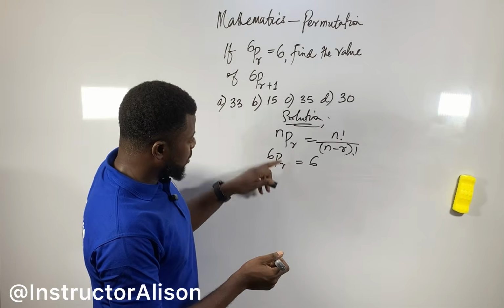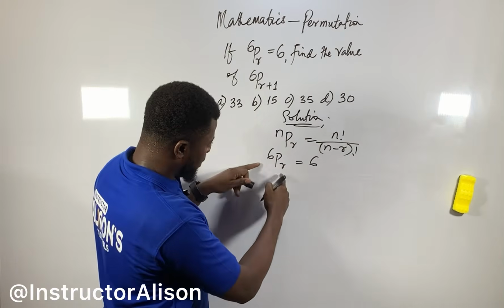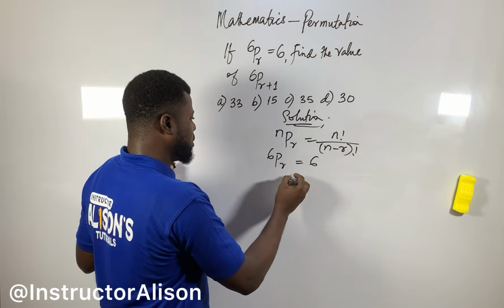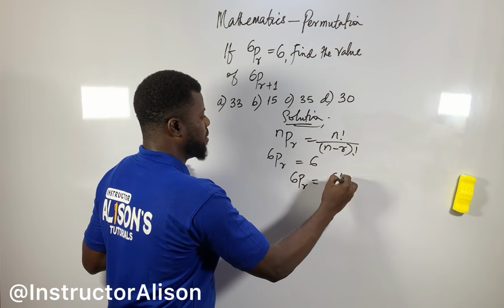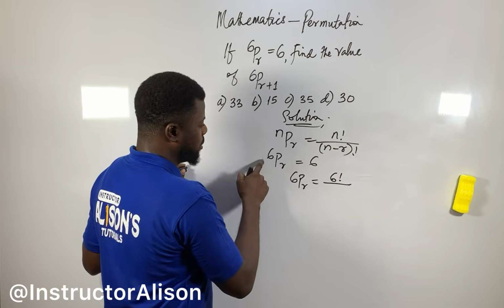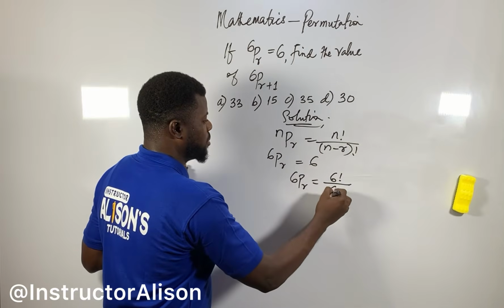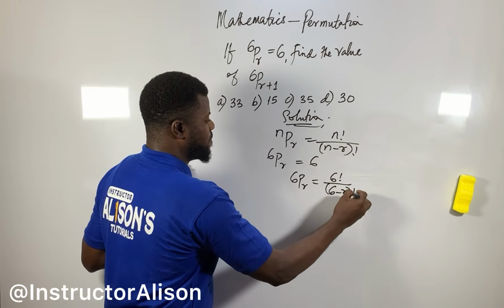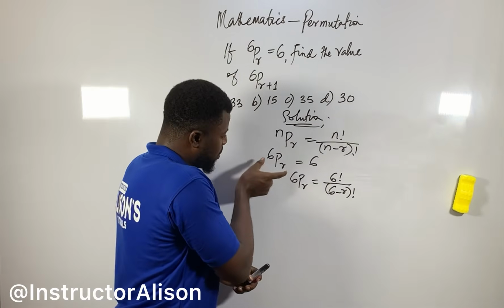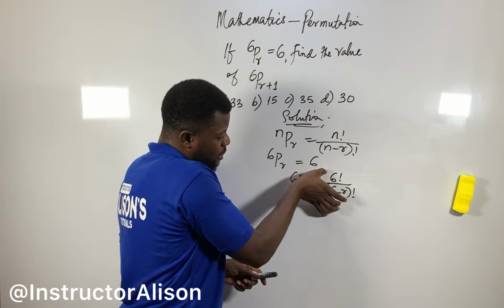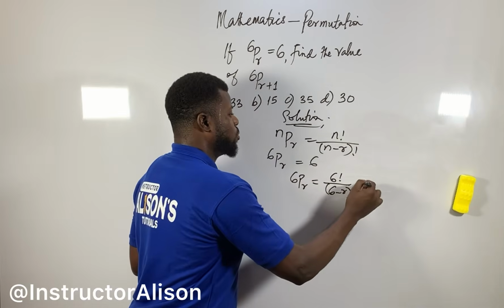Now 6 permutation r, just like the formula. This one rhymes with this one. The outcome of 6 permutation r will be 6 factorial all over (6 minus r) factorial. That will be the outcome. Remember, they say this thing is equal to 6. That means this one is now equal to 6.